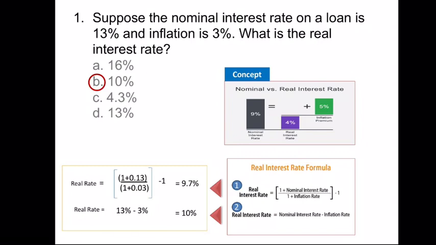In this problem we have a nominal rate of 13% and an inflation rate of 3%. We can find the real rate by taking the 13% nominal rate minus the 3% inflation rate. So the real rate is 10%.